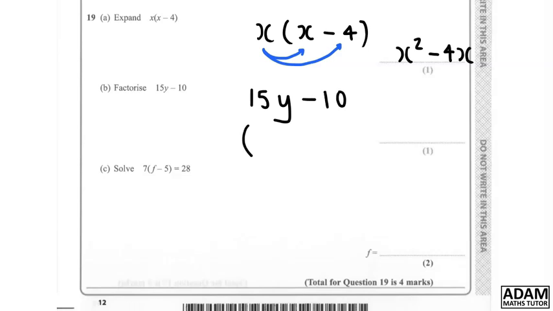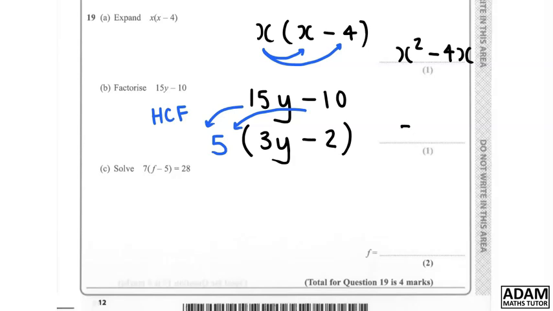Factorising means putting the bracket back in, and I need to take my highest common factor from both of the terms outside the bracket. The highest common factor of 15y and 10 would be 5. And then working forwards, I would need to multiply 5 by 3y to get 15y. And I'd need to times 5 by 2 to get to 10. So the final answer is 5 bracket 3y take away 2.